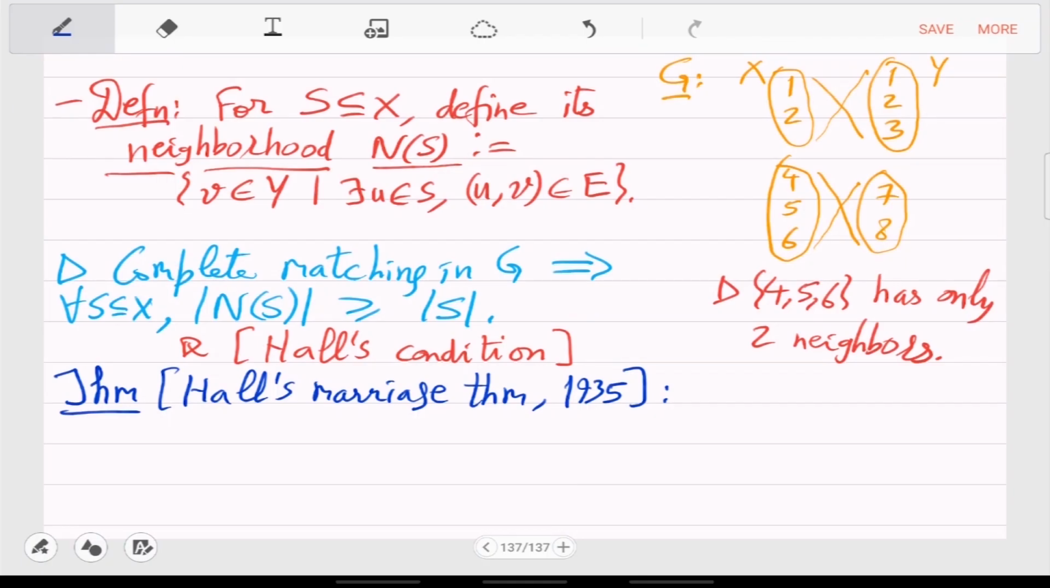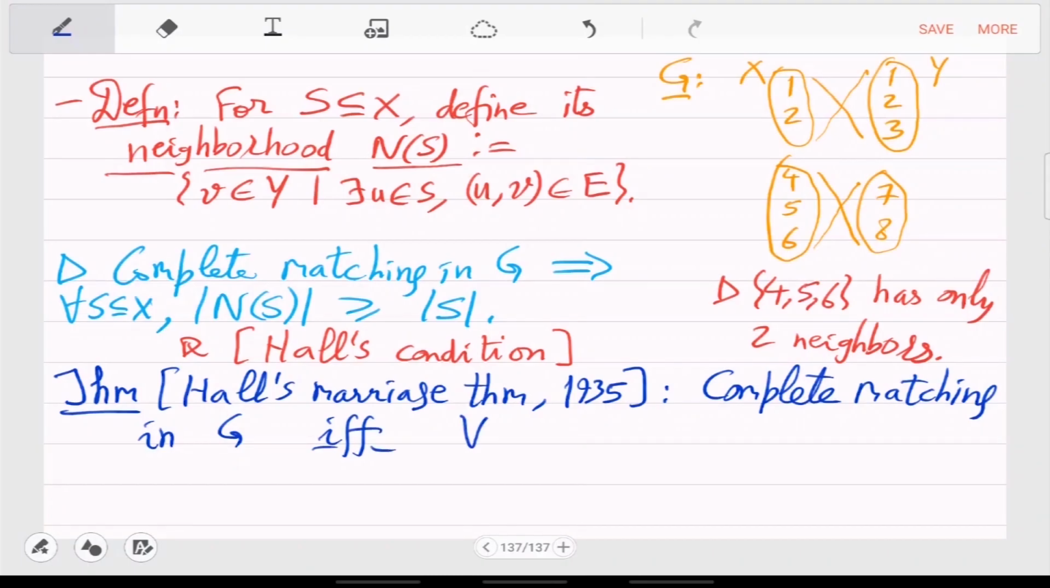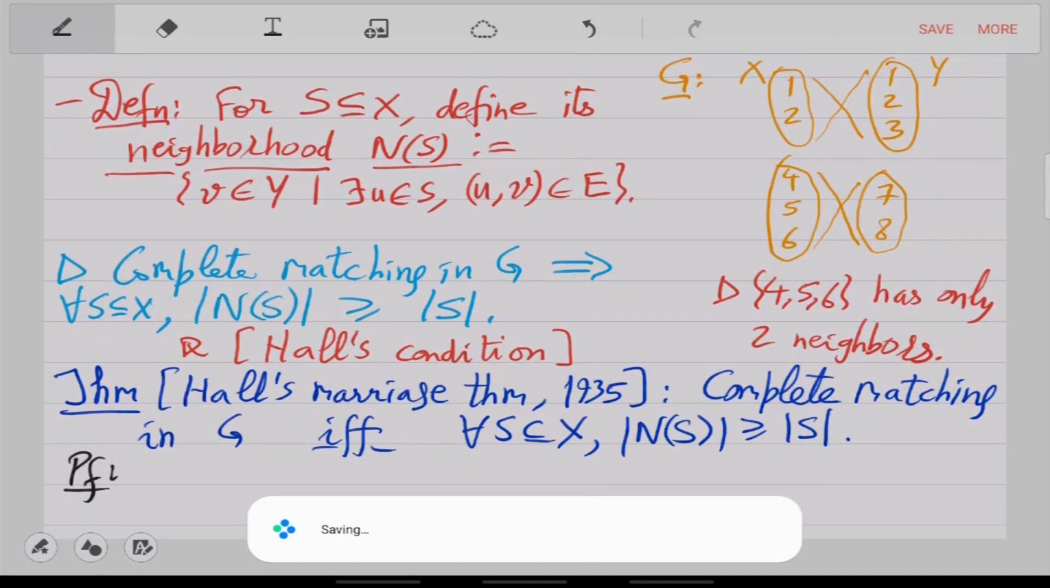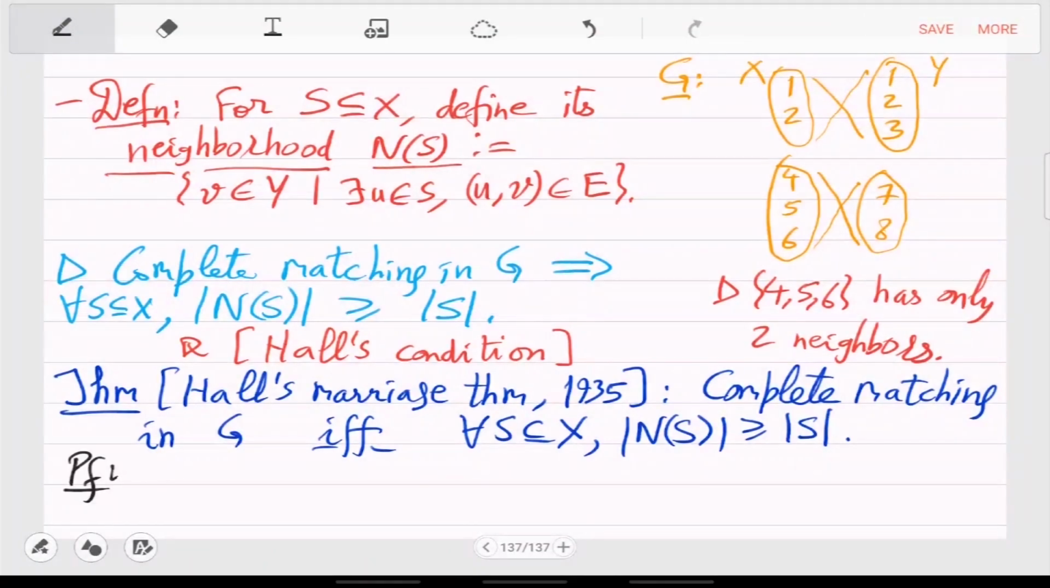So what he showed is: complete matching in G if and only if for all subsets the neighborhood is large. Okay, the neighborhood is at least as big as the set itself. Is the statement clear? So how will you prove this?